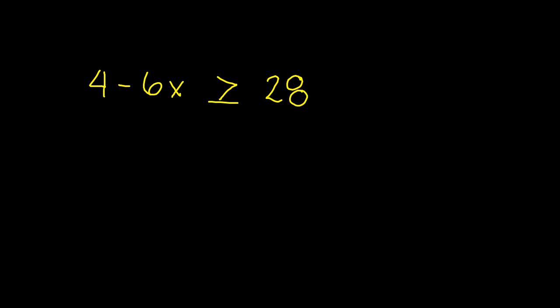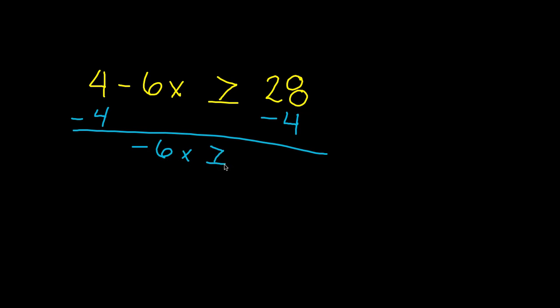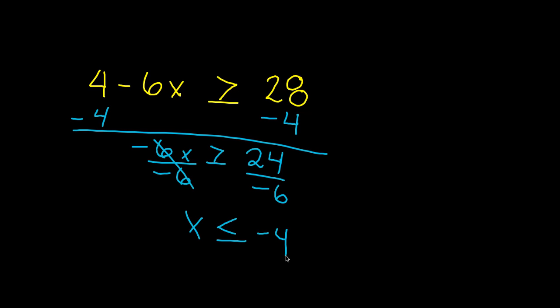Try to go through the whole process here. Don't forget our new rule. And see what you get as your answer. Great, so let's give this a look. We're going to subtract 4 on both sides. We're going to get negative 6x is greater than or equal to 24. We're going to divide both sides by negative 6. When I divide by a negative number, my inequality has to flip. So instead of being greater than or equal to, it's now going to be less than or equal to, and I'm going to get x is less than or equal to 24 divided by negative 6 is negative 4.